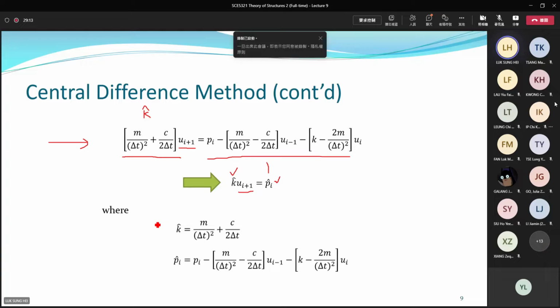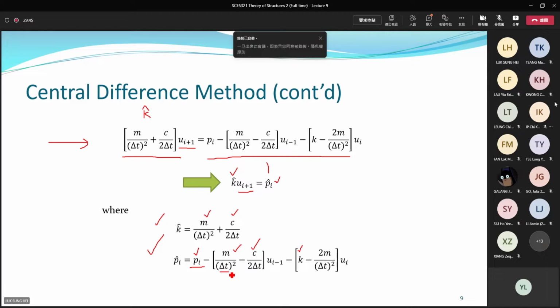Here I show you the definitions of k hat and p hat. m is the mass of the system, suppose you know it. c is the damping coefficient, you also know it. You know m, c, k, the three fundamental dynamic properties. Loading, you also know the loading. You cannot express the loading mathematically, but you know the values at different time instants of the loading. So p_i is also well defined. You just find the values at the time under consideration.